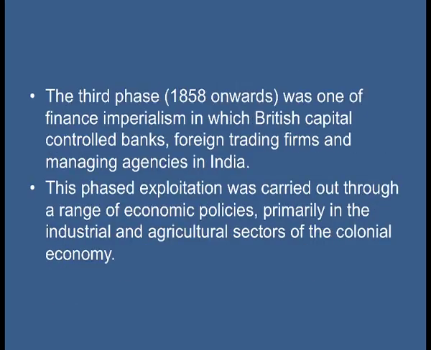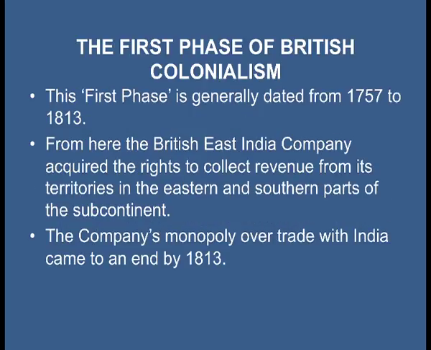The third phase, that is from 1858 onwards, was important. It was one of finance imperialism, in which British capital controlled banks, foreign trading firms and managing agencies in India. This phase of exploitation was carried out through a range of economic policies, primarily in the industrial and agricultural sectors of the colonial economy. The first phase is generally dated from 1757 to 1813.